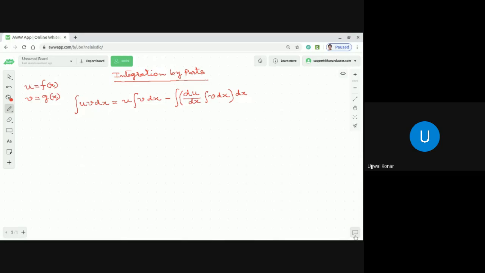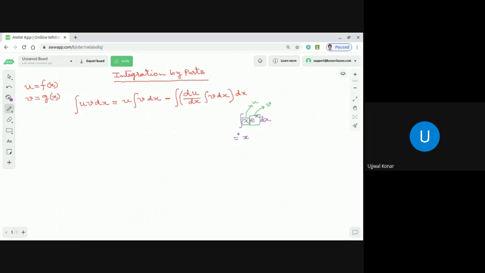I can give you an example that will be very easy to understand. For example, we have the integration of x into e power x dx. How to find it? We can assume this x as u, and we can assume that e power x as v.